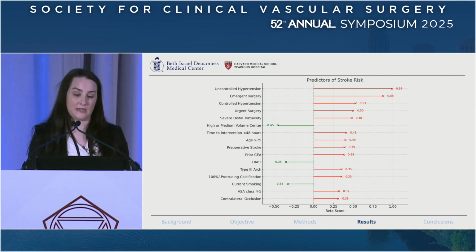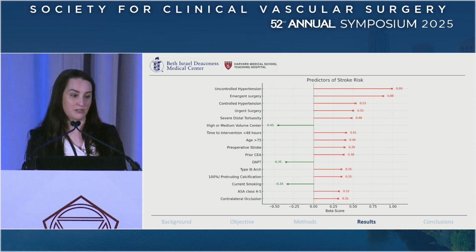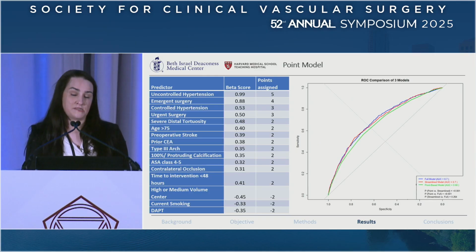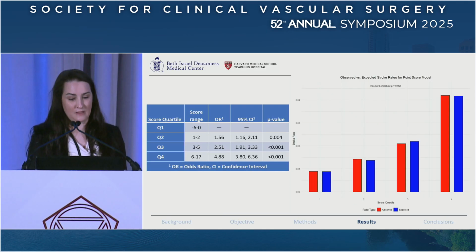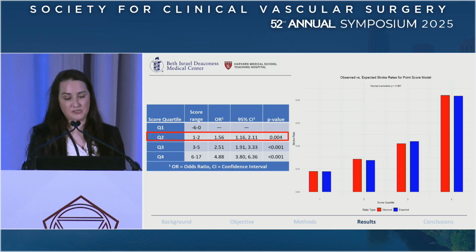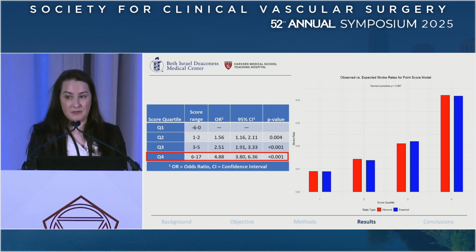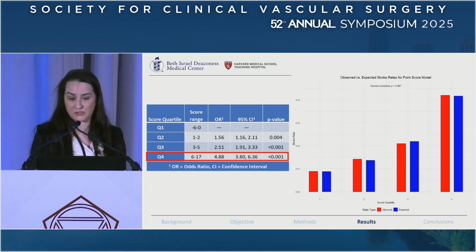Using tenfold cross-validation, we were then able to identify predictors of stroke risk. The most important mediators are shown here, with uncontrolled hypertension contributing the most. Using the variable importance scores, we then assigned points for each factor and were able to test this model against standard regression. We noted only a 2% reduction in the accuracy of the point model compared to a full regression model, and that's highlighted in green. We then divided patients into quartiles based on their risk score and found that with increasing quartile, there was an increasing risk of stroke. We then were able to internally validate this by comparing what was expected based on our model to what was observed in the VQI and found excellent overlap between the two.